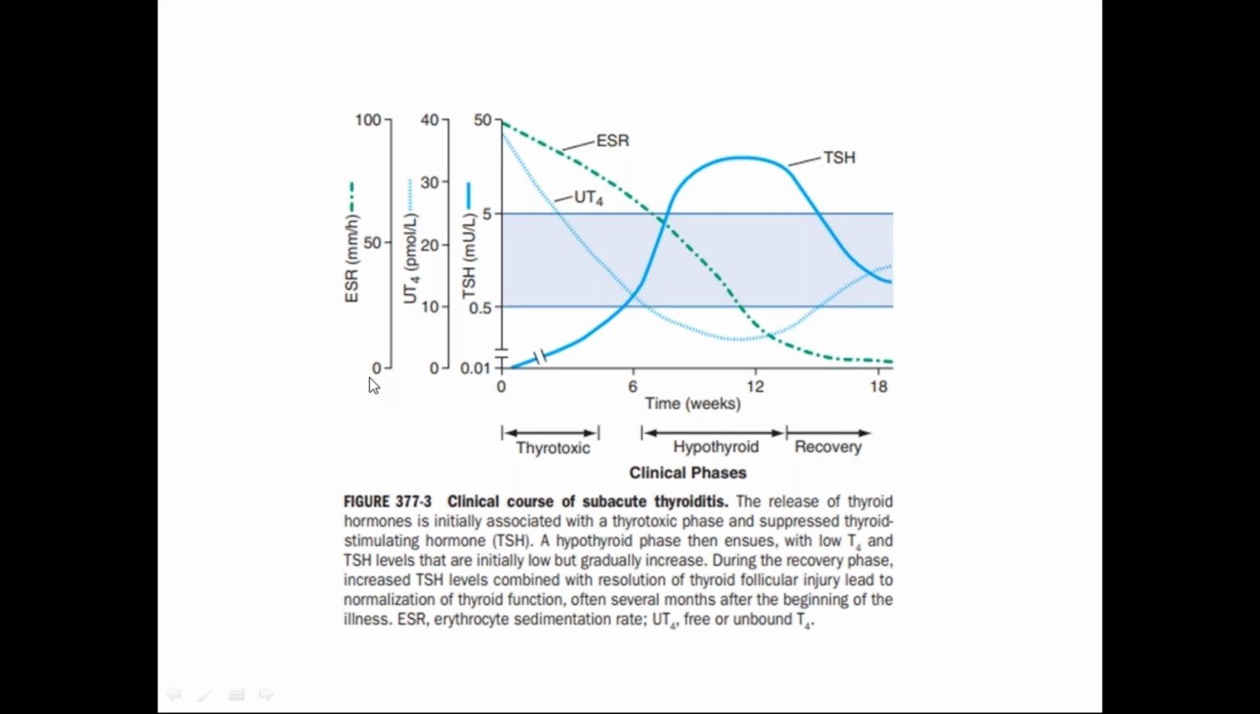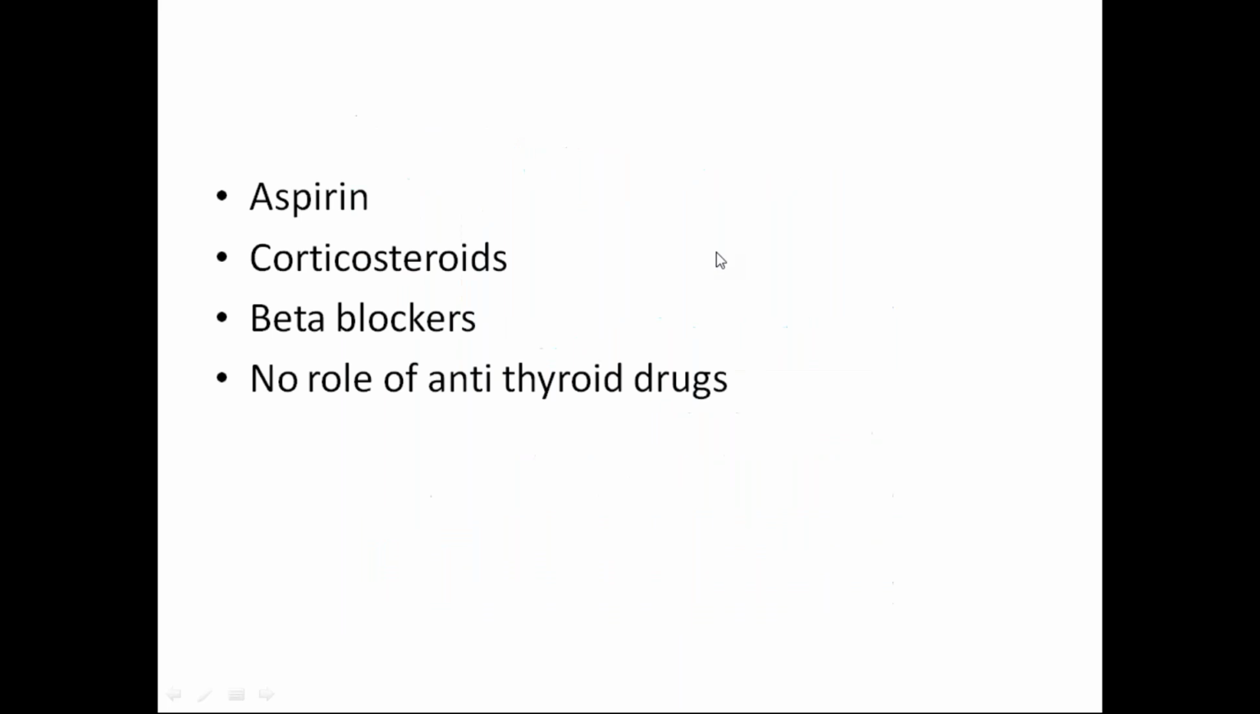The basic mechanism is a thyroid follicular injury. After it gets resolved, everything will come back to normal. One of the most important differentiating features between thyroiditis and other forms of thyrotoxicosis is increased ESR. This is the main difference we have to remember. We treat it with aspirin for the pain, corticosteroids for the inflammation, and beta blockers in the hyperthyroid stage. There is no role of antithyroid drugs because nothing is wrong with the thyroid gland functioning. There is just inflammation. That's it.